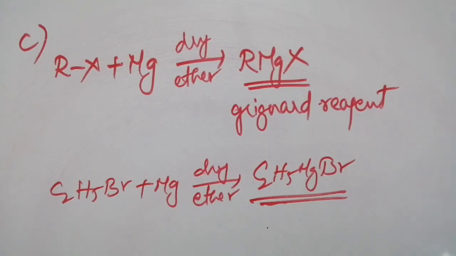So first we saw reaction with metal, that is Wurtz reaction, then Wurtz-Fittig and Grignard reagent formation reaction. So this finishes your haloalkanes, that is alkyl halides with their chemical reactions. We'll see about haloarenes in our next video.